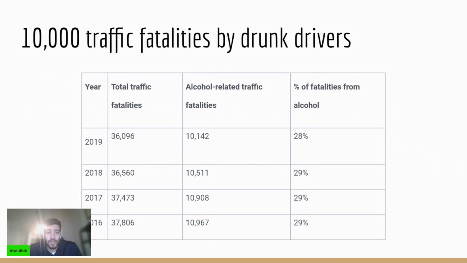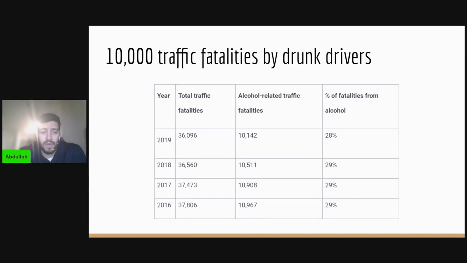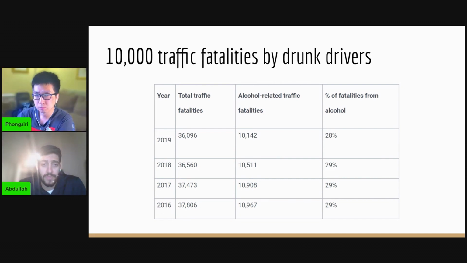You can see the year on the left hand side of the table. The study has been done from 2016 to 2019. As we can see, every year there's an average of 30,000 total traffic fatalities, and 10,000 of these are actually caused by or related to alcohol.